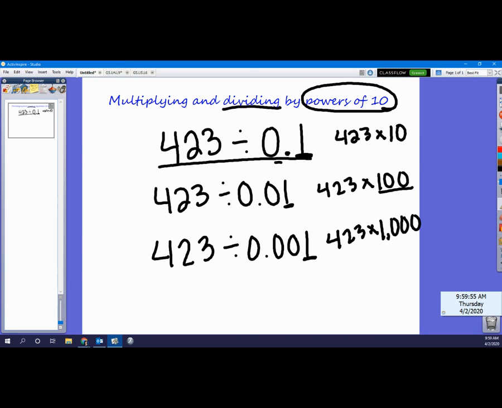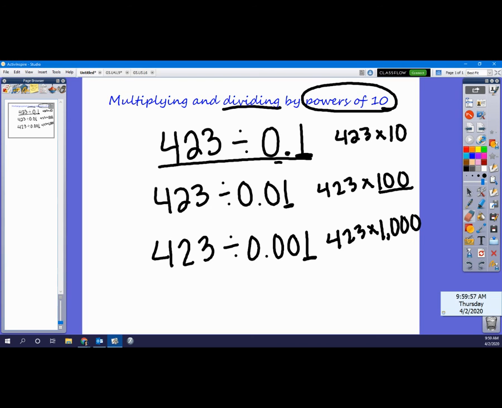And you'll be doing this in your assignment for multiplying and dividing by powers of 10.